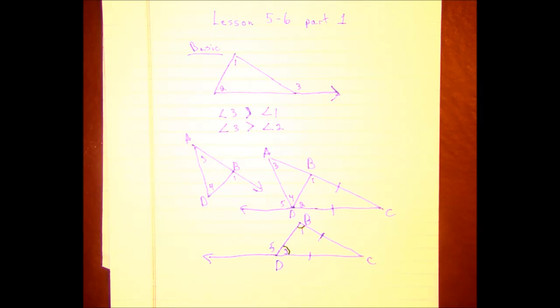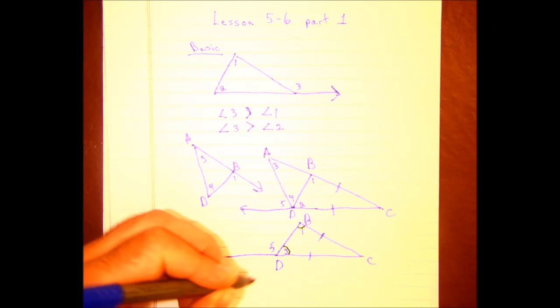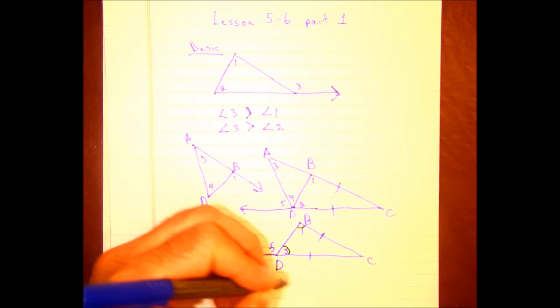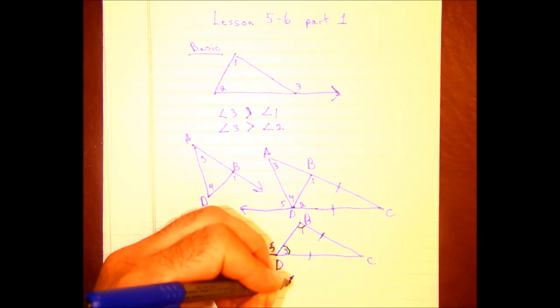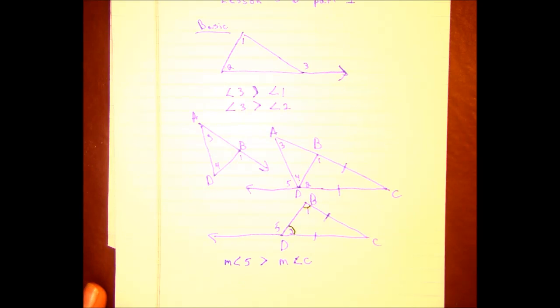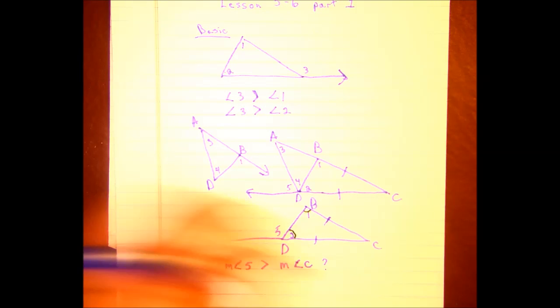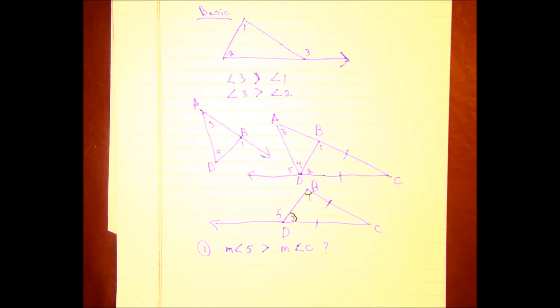All right, so now you tell me, why is angle 5 greater than the measure of angle C? Why would those be? Why is angle 5 greater than angle C? Hopefully you're able to tell me in class. That'd be one of the questions I'm looking for. Okay? All right. And then we move on to the second thing.